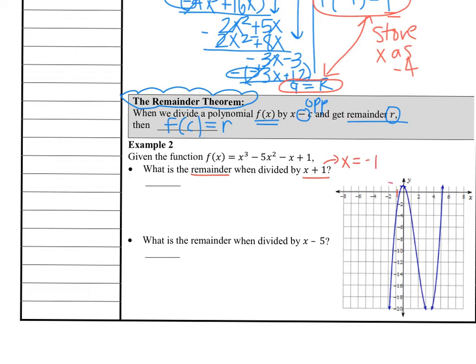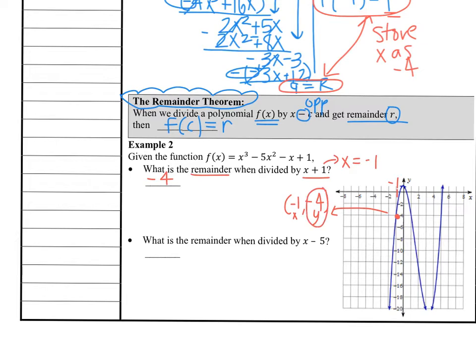So negative 1 is right here, and go down to where it meets the curve. It meets the curve at negative 4. So this point right here is the point negative 1, negative 4. That's your x, that's your y value, and your answer is just the y value. It'll just be your output when your x is negative 1.